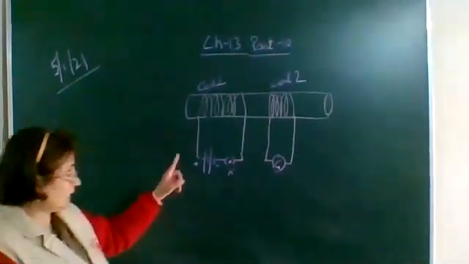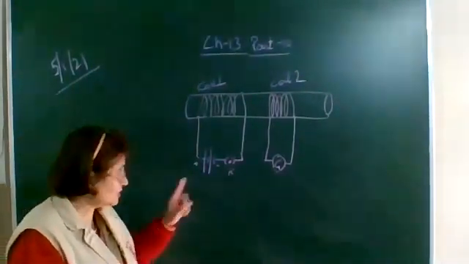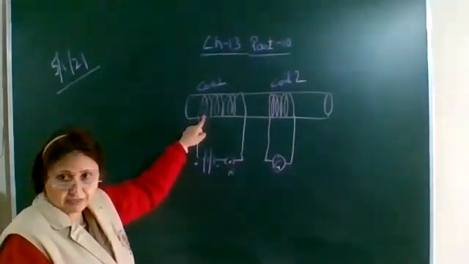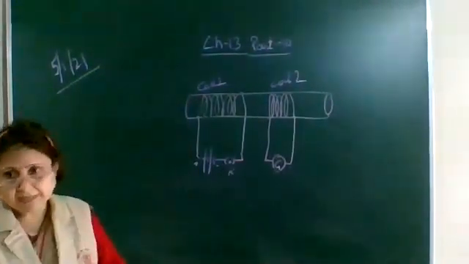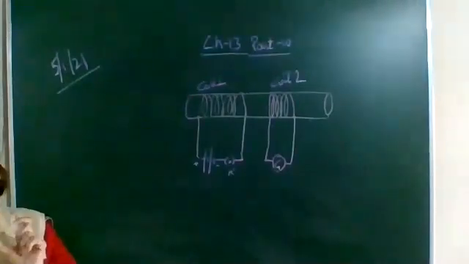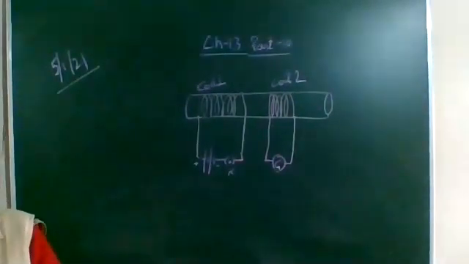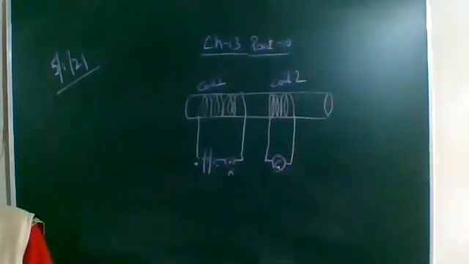So whenever the electric current in coil 1 is changing, and when can the electric current be changed? As soon as you insert the key, the current in coil 1 increases. As you take out the key, the current in coil 1 decreases. So when the current in coil 1 is changing, then only the induced current is produced in the second coil. Coil 1 is also called the primary coil and coil 2 is called the secondary coil.